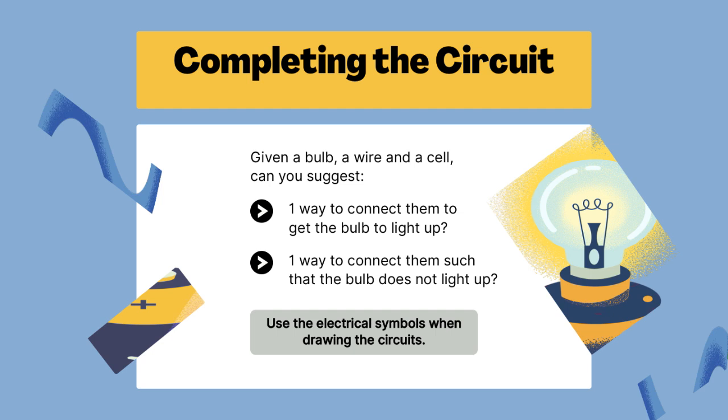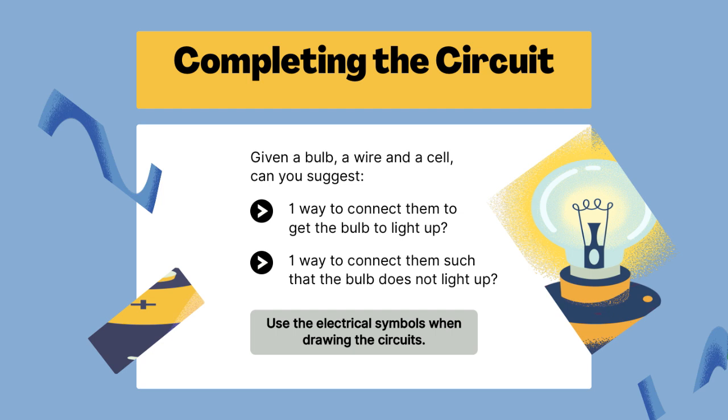Now, on the other hand, if our goal is to make the bulb light up, we need to ensure the circuit is closed. That means connecting the cell, wire, and bulb in a continuous loop so that the electrical current can flow freely through the entire circuit. Using proper electrical symbols when drawing these circuits helps us visualize the connections clearly and accurately.